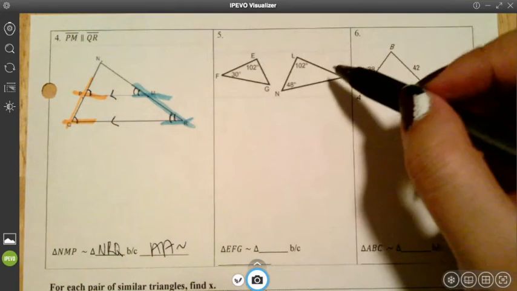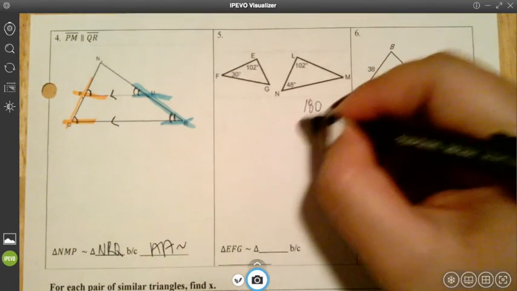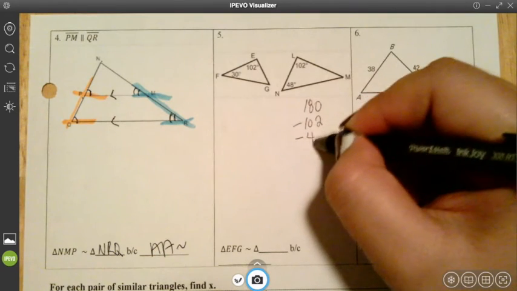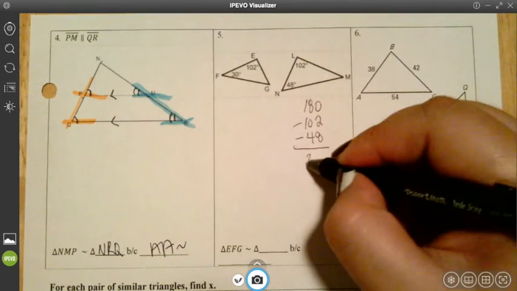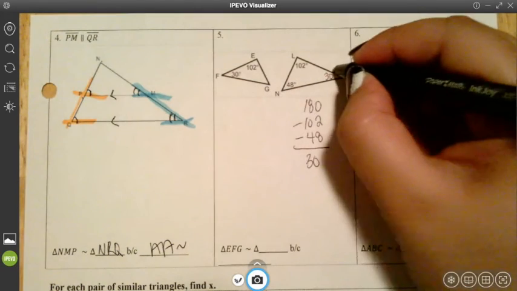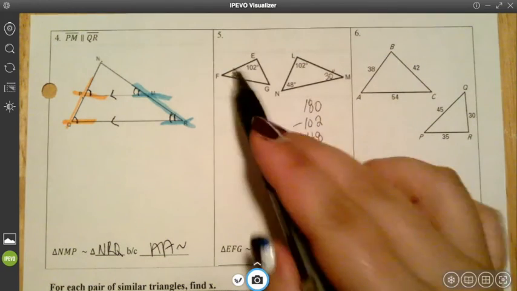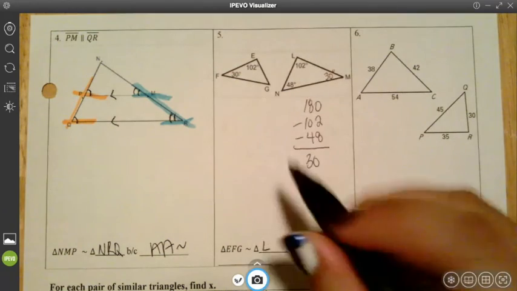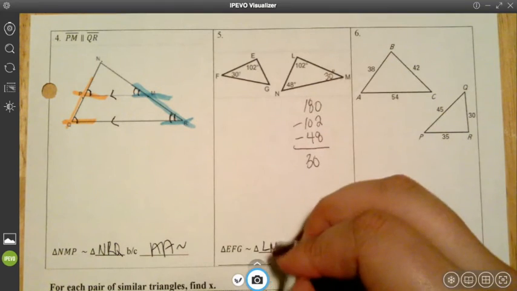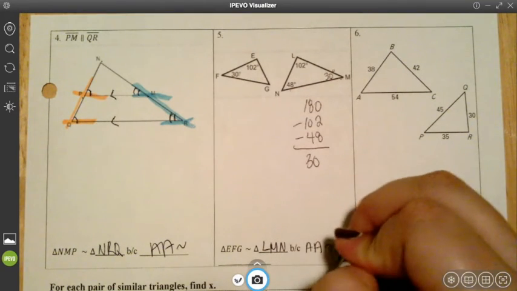On number 5, we have 102 and 30. Is this 30? 180 minus 102 minus 48 equals 30. So that means these are indeed similar, not congruent. Angle E goes with L, F goes with M, G goes with N by angle similarity.